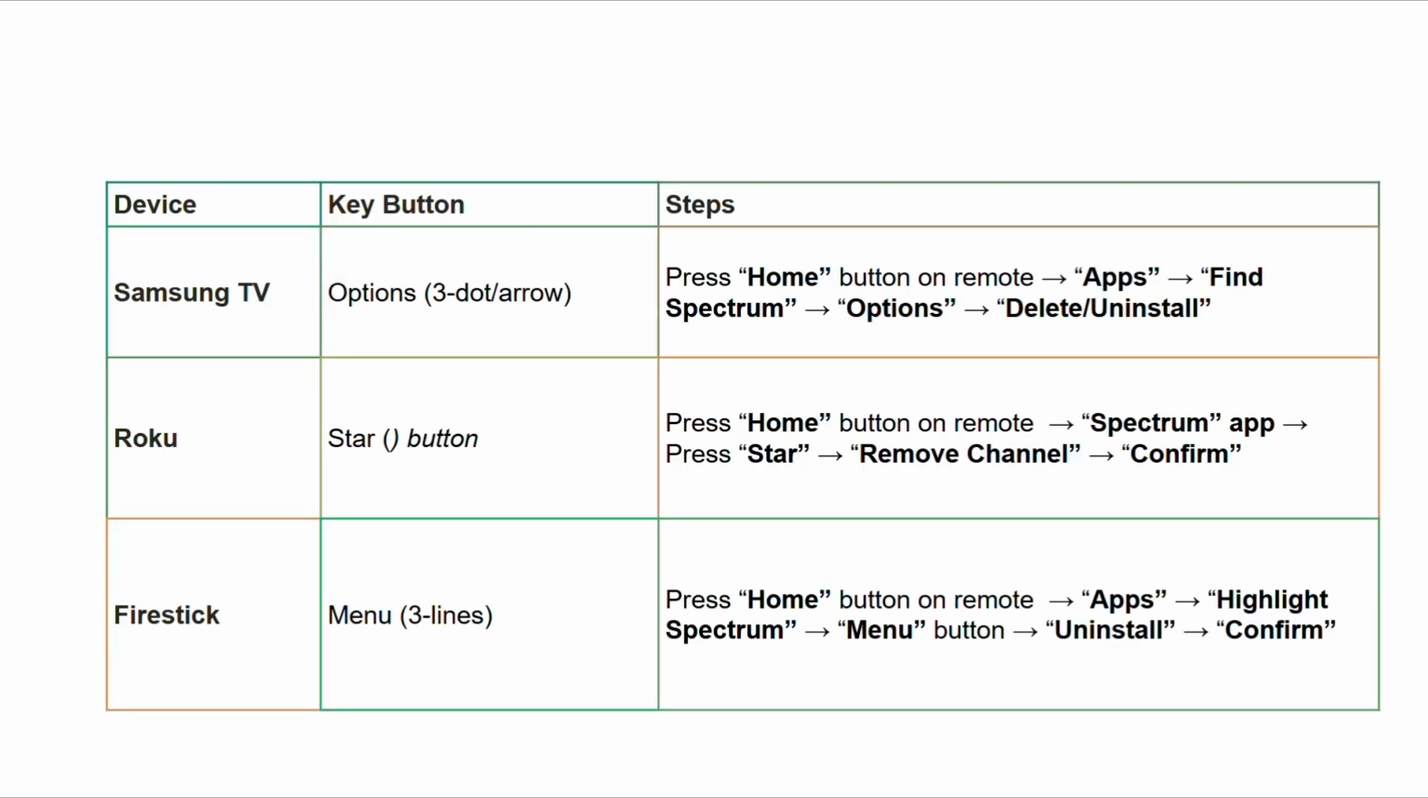Here are some devices, key buttons and steps to perform it. For Samsung TV, options is the three dot slash arrow. Press the home button on the remote, go to apps, find Spectrum, then tap options and select delete slash uninstall. For Roku, the star button. Press the home button on the remote, then go to the Spectrum app, press the star and then tap on remove channel and click confirm. Now for Fire Sticks, menu, three lines. Press the home button on the remote, then go to apps and highlight Spectrum. Now click the menu button and install and then confirm.